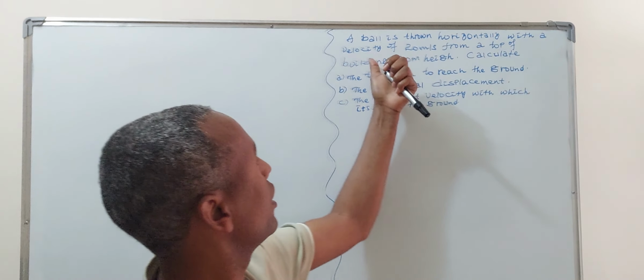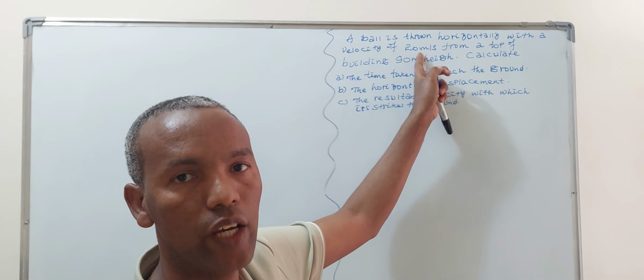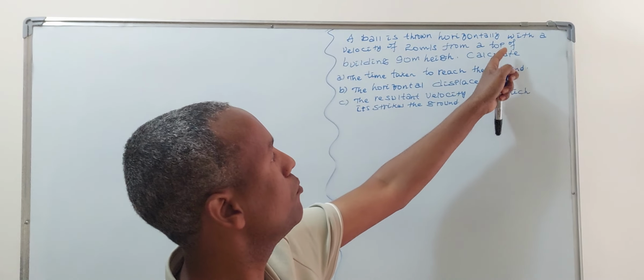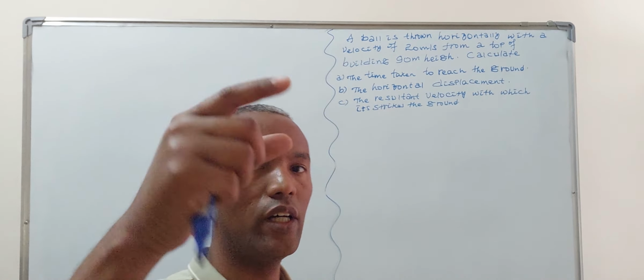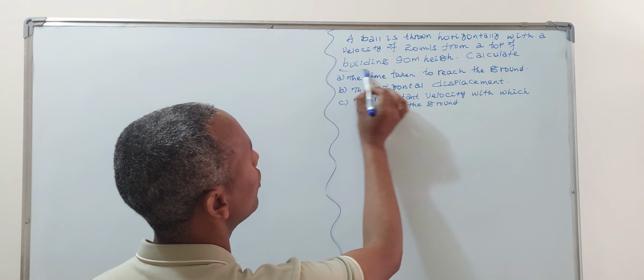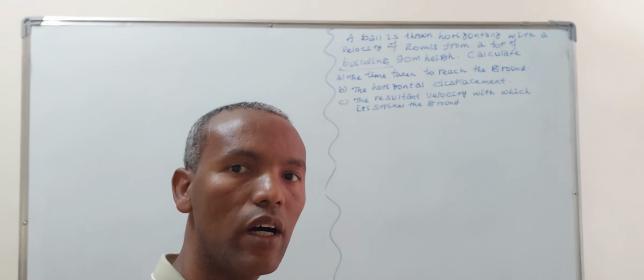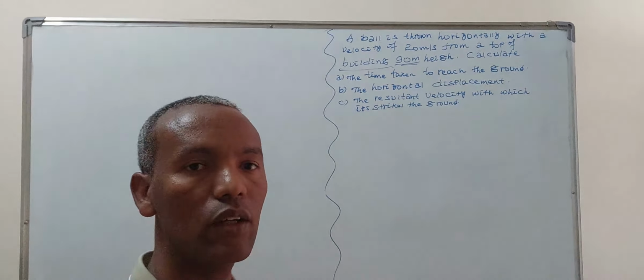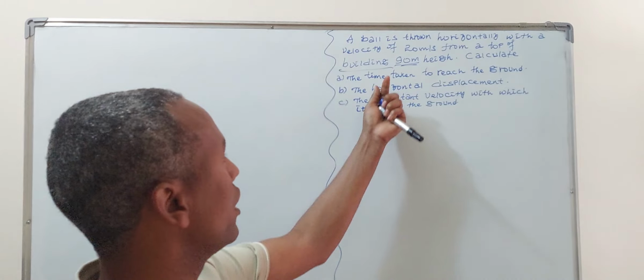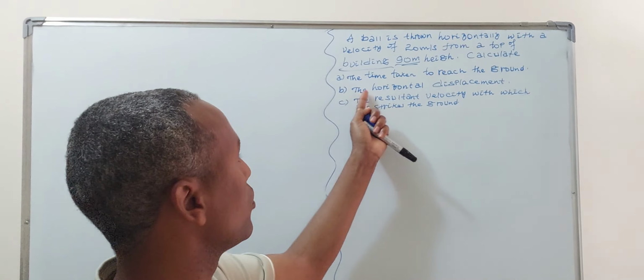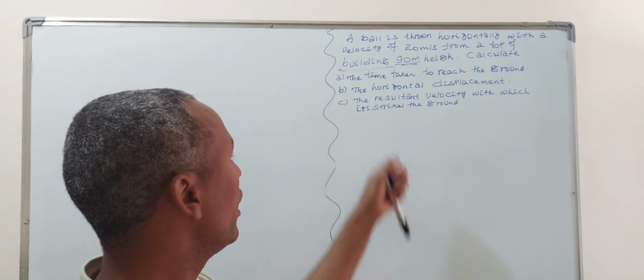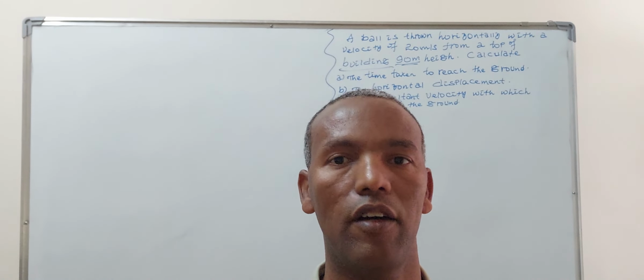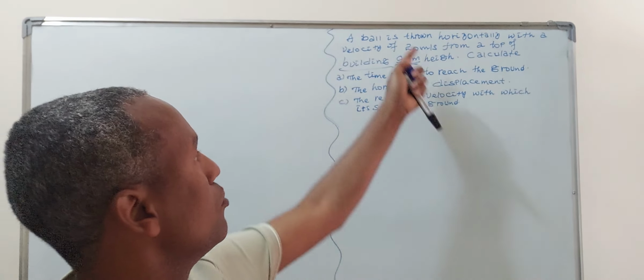horizontally with a velocity of 20 meters per second from the top of the cliff or the top of a building with a height of 90 meters, and then calculate the following terms, which are the time taken, the horizontal displacement, and then the resultant velocity of this ball.